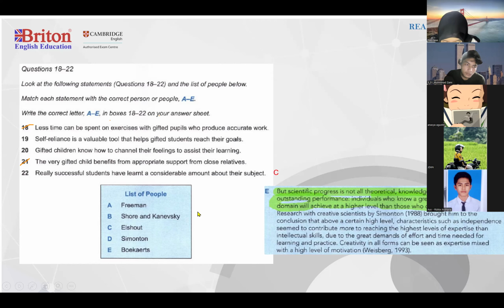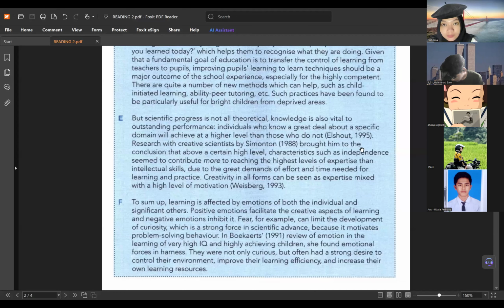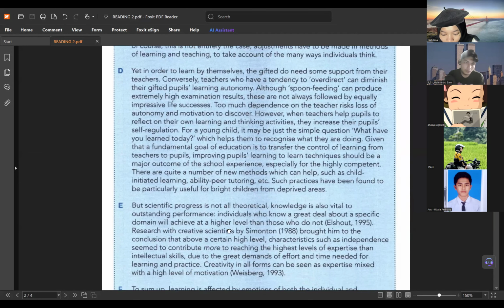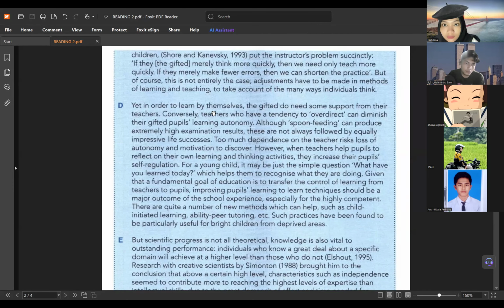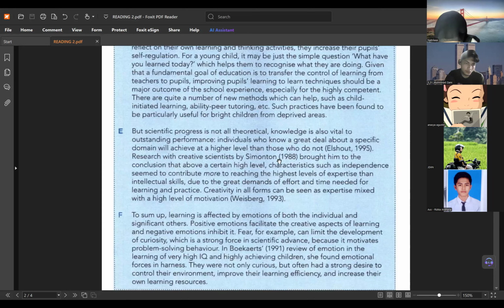Okay, so now let's move on to Simonton. Where do you find Simonton? I will invite Fauzan now. Fauzan, please do the analysis for us. Yes, sir. In paragraph D, sir. E, yeah? D or E? D. Delta. Yes. Okay, where is it? There is no Simonton in paragraph D. No. Astagfirullah. You mean paragraph A, yes. E, okay. Oh yeah, there is Simonton.